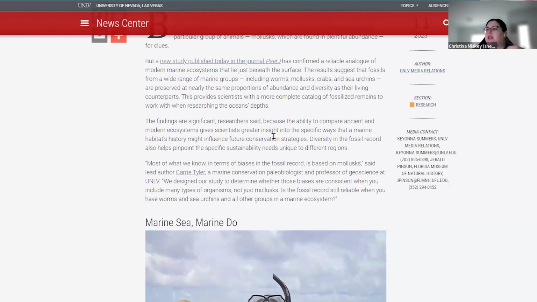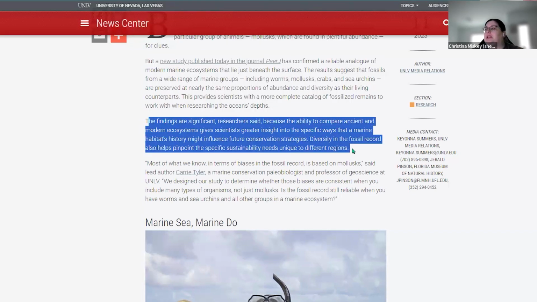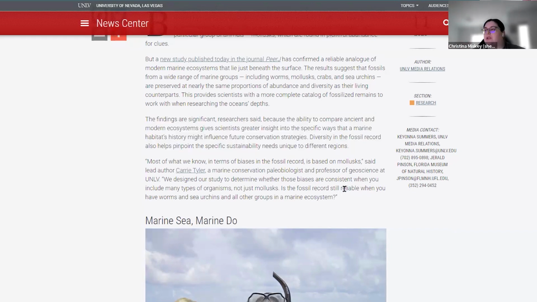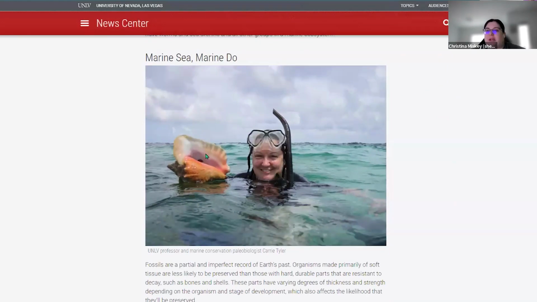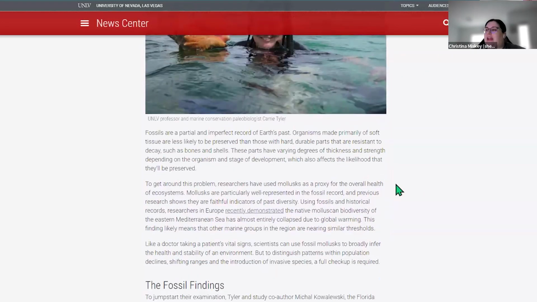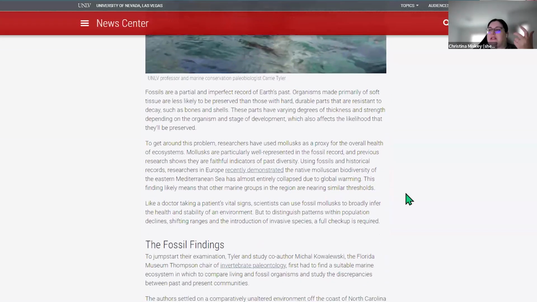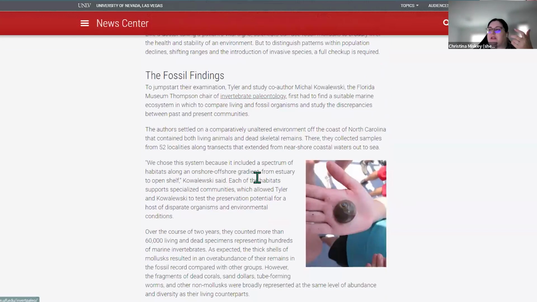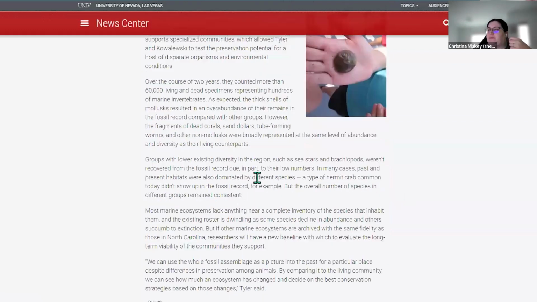And so it goes on to explain that the findings are significant because the ability to compare ancient and modern ecosystems gives scientists greater insight into specific ways that a marine habitat's history might influence future conservation strategies. So this is explaining why this particular research is important and impactful, and it's not necessarily using numbers. And then there's a great picture here of Professor Tyler, and it goes into more details about the study and things like that.